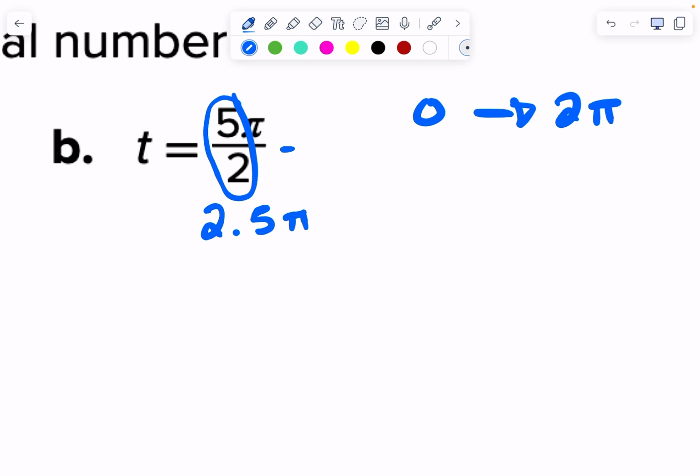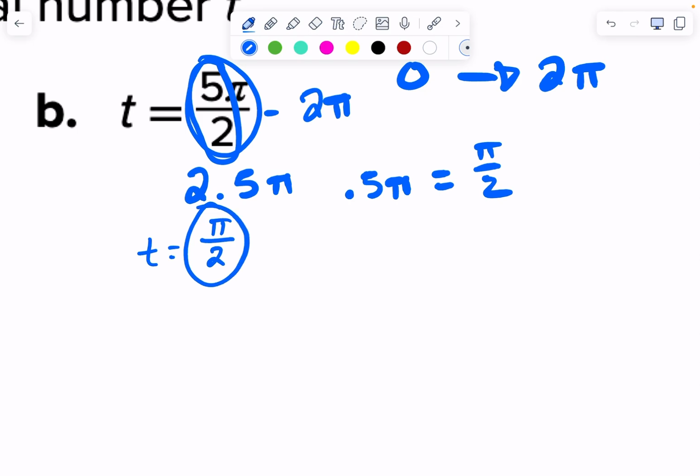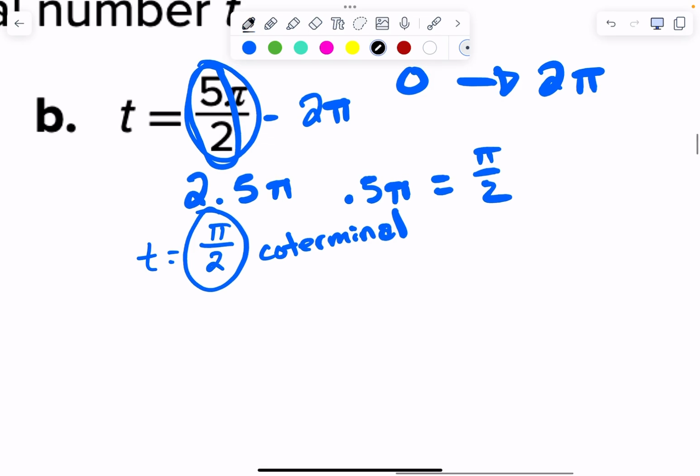If I subtract 2 pi from 2.5 pi, I get a half a pi. What do they call 0.5 pi? They call it pi over 2, so 90 degrees. We're looking at 90 degrees because that is the same as 5 pi over 2. What's 5 pi over 2 in relationship to pi over 2? Coterminal, right? If we cannot find 5 pi over 2, we use the coterminal angle, which is just pi over 2. Let's list the coordinates for pi over 2. It is 0, 1, yeah?